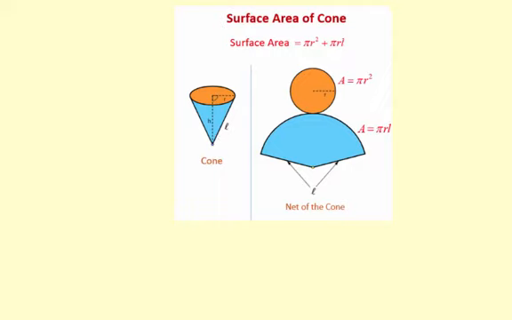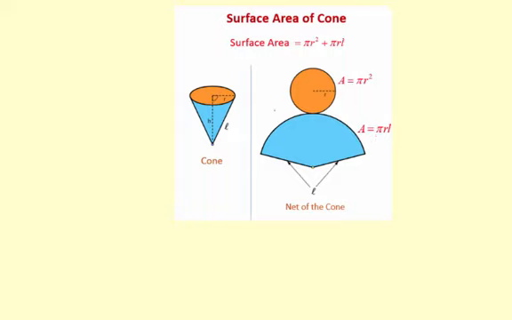If you look at the net of the cone, the area is the bottom, or the base, which is a circle, so that area is pi r squared. And then there's the lateral area, which is the light blue part here. The area for that is pi times the radius times the slant height. So to find the total surface area, you add those together.